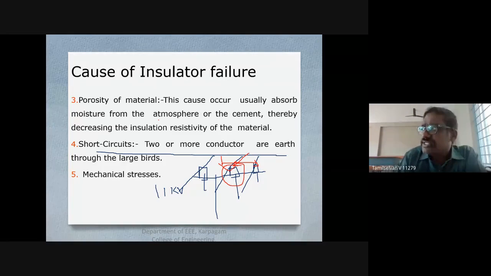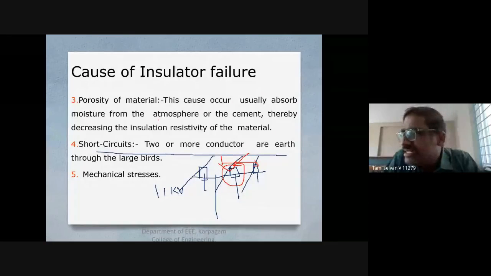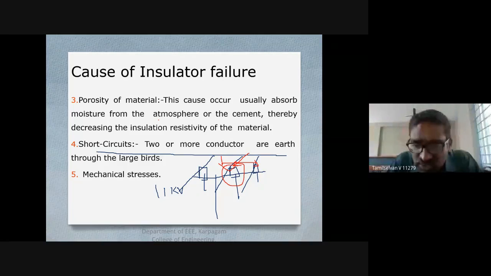Not only through large birds, even a tree under the transmission line can cause it. If there is heavy wind flow, the tree may touch two conductors, and a short circuit may happen. Sometimes during heavy wind or the rainy season, you can observe the light coming and going, a flash, with sudden switch off and sudden on of your lights. That is due to heavy wind or the rainy season.